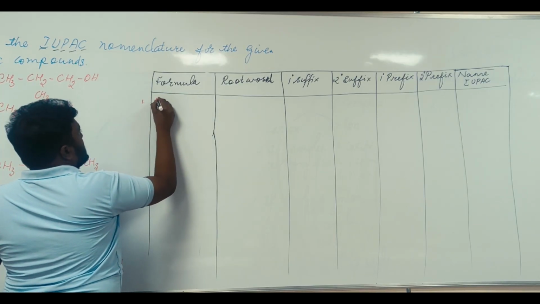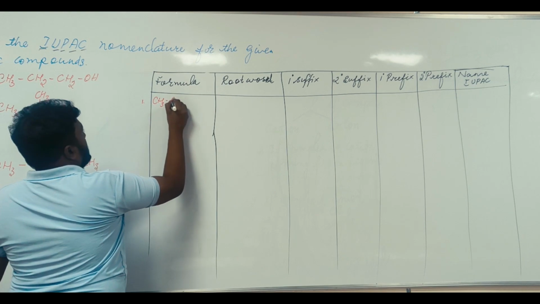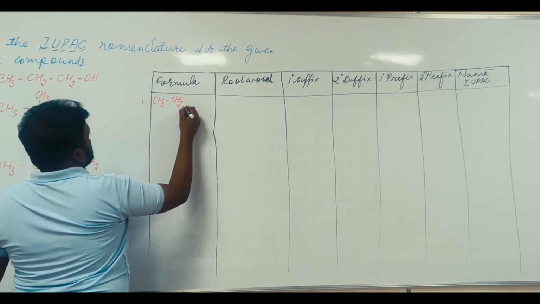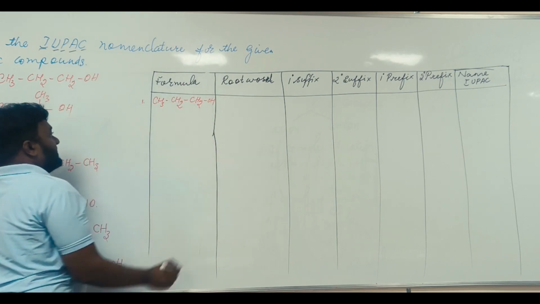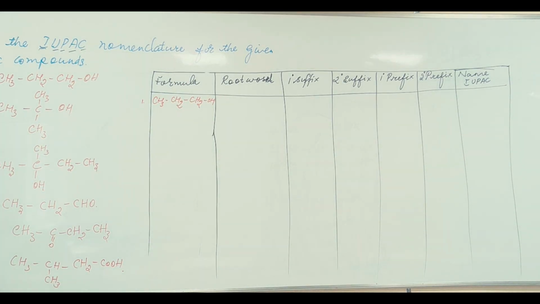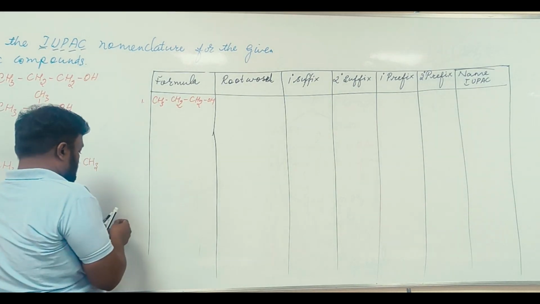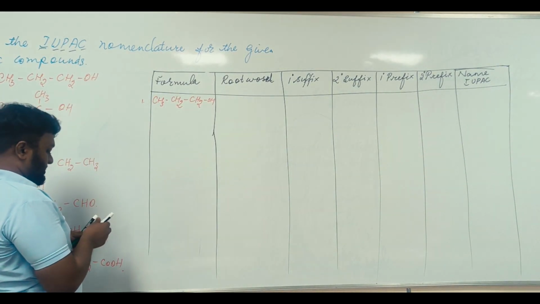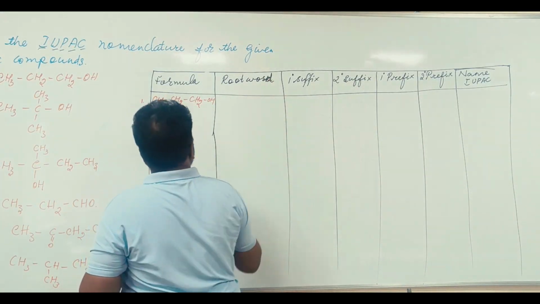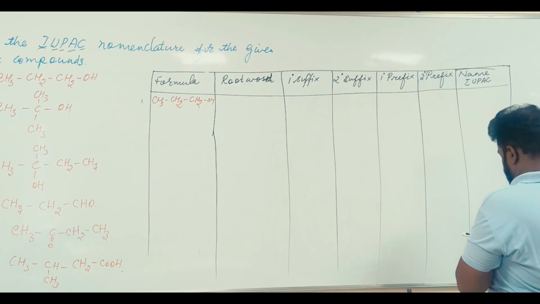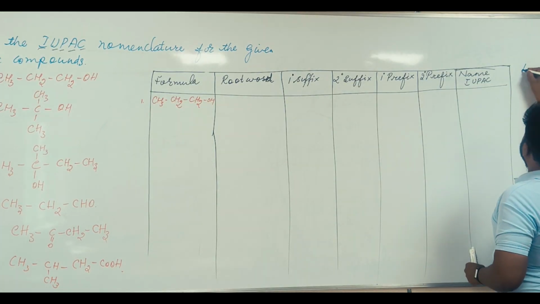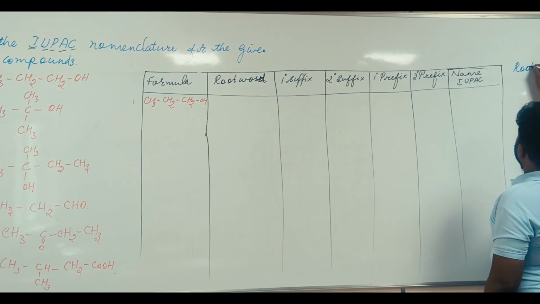So the first one is CH3 CH2 CH2OH. This is the formula which has been given for the first one. As and when you get the formula, you have to write the root word. What does the root word imply?